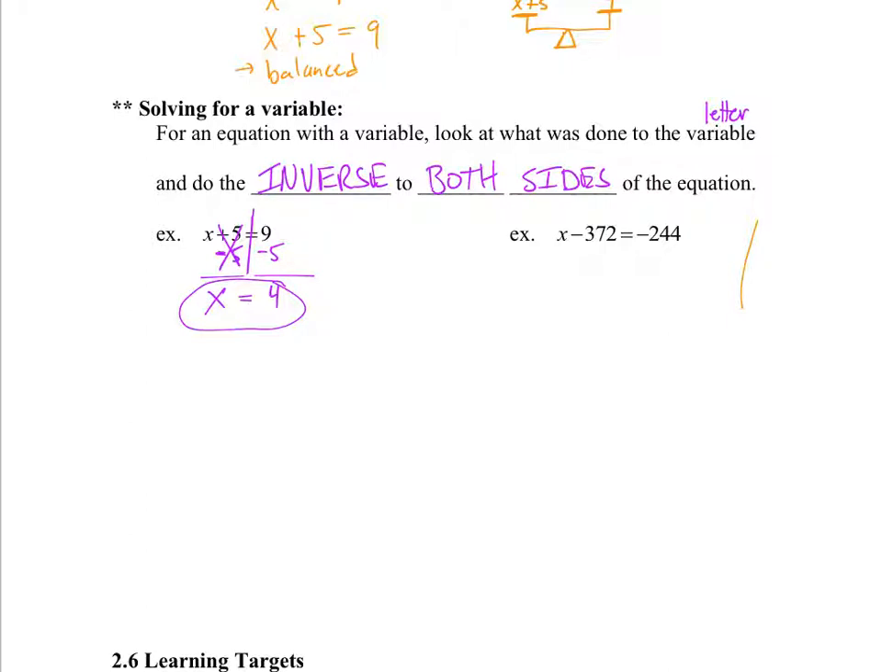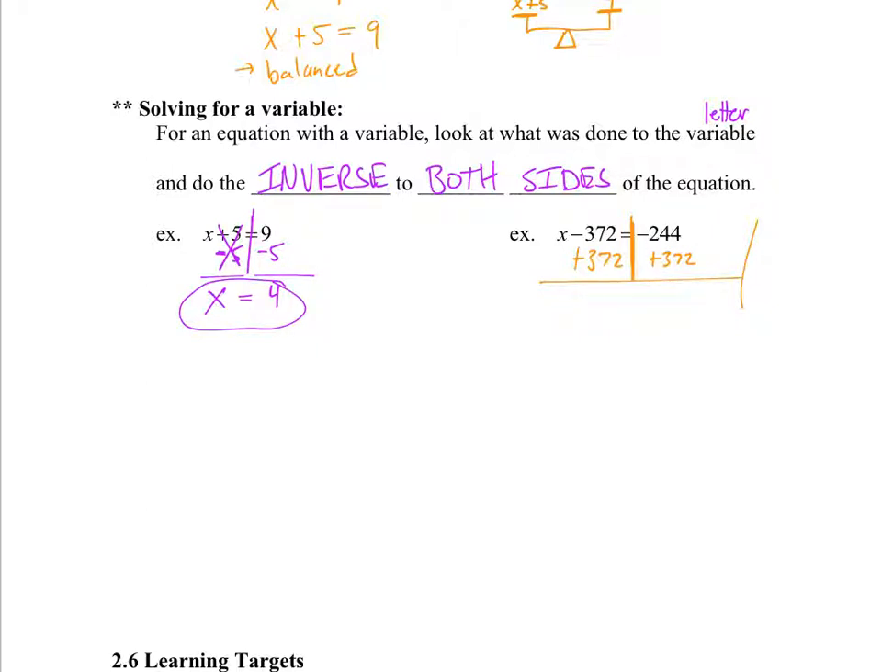We'll do another one. The next example. What is our variable in the next one? X. What is happening to x in that problem? It's being subtracted by 372. So what's the inverse of subtracting 372? Adding 372. So we're going to add 372 to both sides of my equation there.